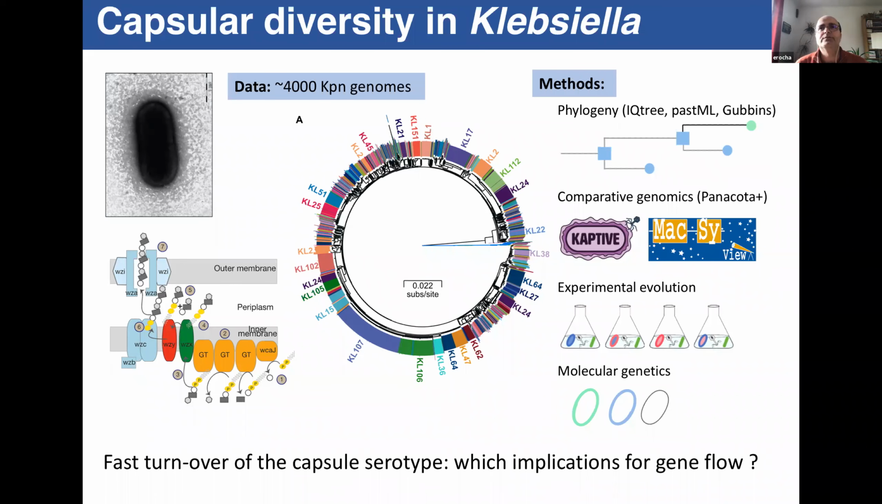So the goal of our project was to put together phylogeny, including phylogenetic reconstruction, ancestral trait reconstruction, recombination detection, comparative genomics, experimental evolution, and molecular genetics to understand how the fast turnover of this capsule serotype affects gene flow in Klebsiella.